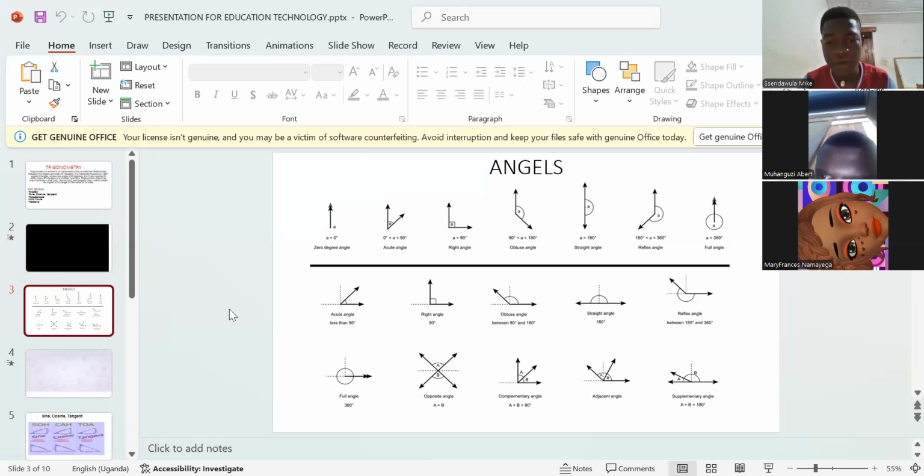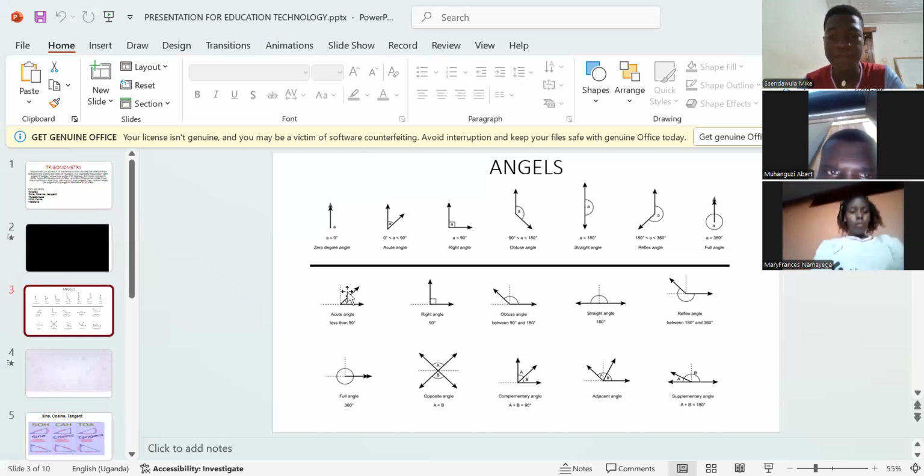So we have right-angled triangles, acute angles, obtuse angles, straight angles, reflex angles, whereby angles start from 0 degrees. Then we have acute angles. They range from 0 to 90 degrees. The right angle is 90 degrees. Obtuse ranges from 90 degrees to 180. Then we have the straight angle. That is an angle on a straight line, summing up to 180. Then we have the reflex angle. It is between 180 and 360.